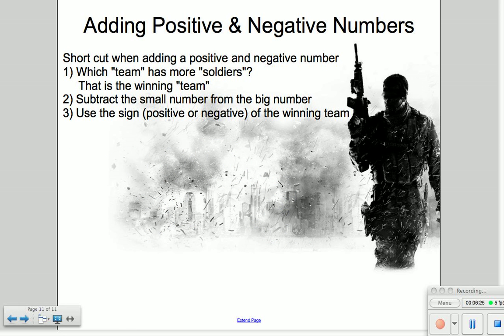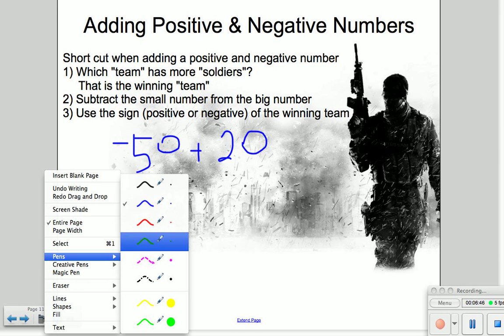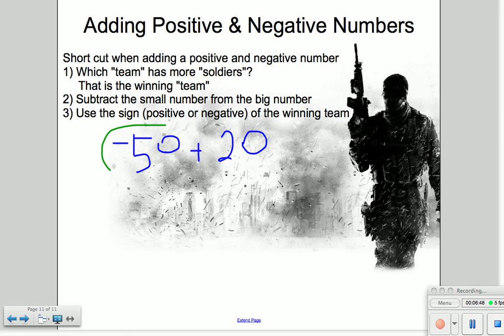So let's say I have negative 50, and then I'm adding that to a positive 20. I'm going to pick nice numbers. Okay. Which team has the most men on it? Is it the positives or the negatives? Negatives do. They have more men. Okay. So I've identified step 1, my winning team. It's going to be the negatives.